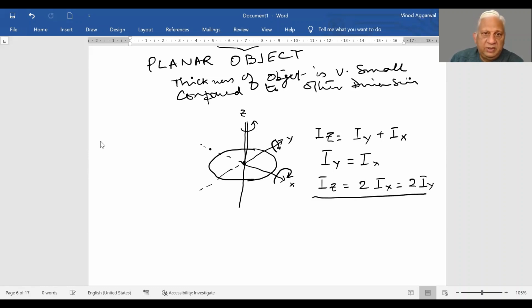This is just an illustration. Again, to recap, you have an axis and you have two axes perpendicular to each other as well as perpendicular to the axis of earlier rotation. Then the moment of inertia about this axis can be given as the sum of the moments of inertia about two other axes which are perpendicular to each other as well as perpendicular to this axis.